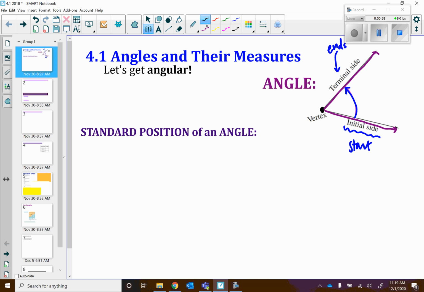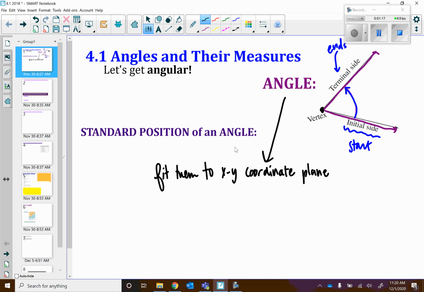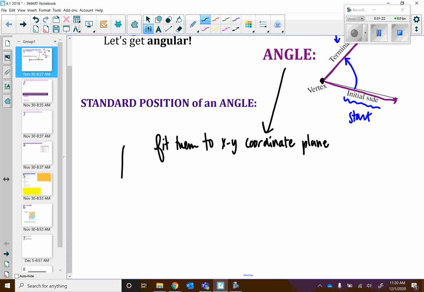In pre-calc, we take angles, just any angle, and we fit them to our XY coordinate plane. In geometry, you kind of just looked at angles in space, right? Just hanging out on a page. But here, we are going to say, okay, here's our XY coordinate plane with quadrants 1, 2, 3, and 4, and we are going to take an angle and fit it to this.